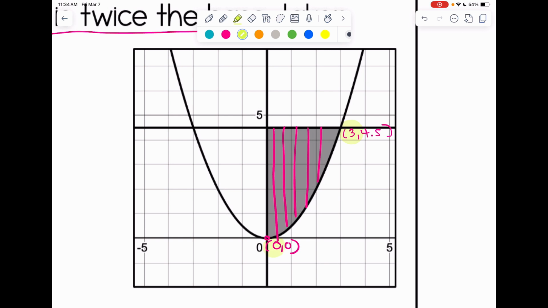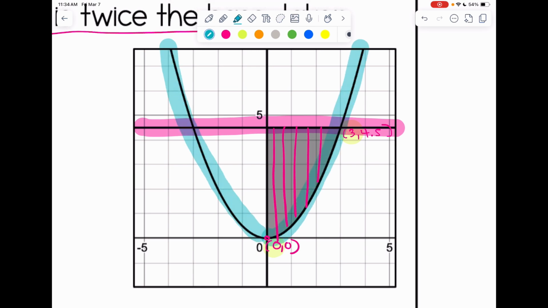To represent the two functions, so this top function here, we could color code if we want, but this is our line, the y equals 4.5. This is our parabola. We can shade this part too and highlight it. But basically, we should all see in the picture that the upper function is y equals 4.5. The lower function is the parabola.